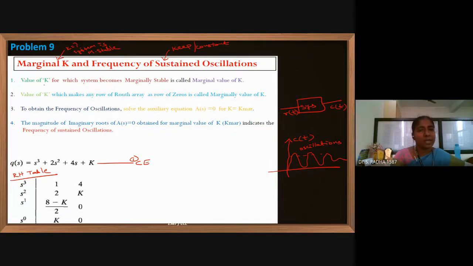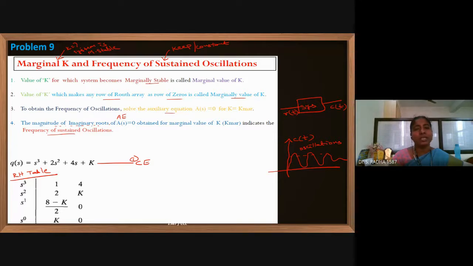If we see some theoretical points for this, value of k where the system becomes marginally stable, or marginal value of k, is the value of k which makes any row in the RH table a row of zeros. To obtain the frequency of oscillation, solve the auxiliary equation, then take that k value. The magnitude of imaginary roots of the auxiliary equation, obtained for marginal value of k, indicates the frequency of sustained oscillation. First of all, we have to find k value. Then for that k value, we have to find the magnitude of imaginary roots.